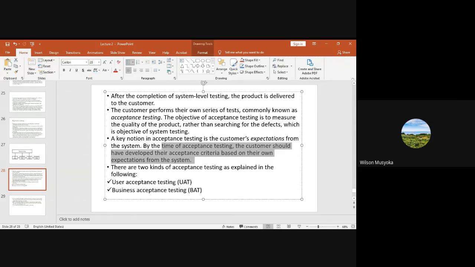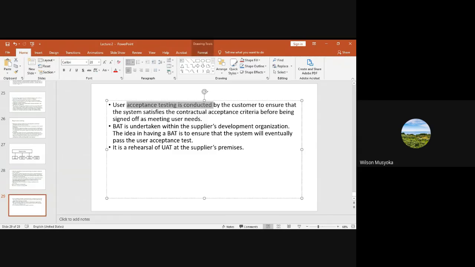And here we look at two types of testing: user acceptance testing and business acceptance testing. User acceptance testing is conducted by the customer to ensure that the system satisfies the contractual acceptance criteria before being signed off as meeting user needs. Then business acceptance testing is undertaken within the supplier's environment or during deployment, when you go to deploy the system where it will be working. Then you normally perform business acceptance testing to see if it has passed the user acceptance tests. And those are the levels of testing which are normally performed.